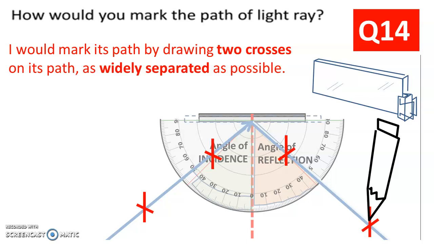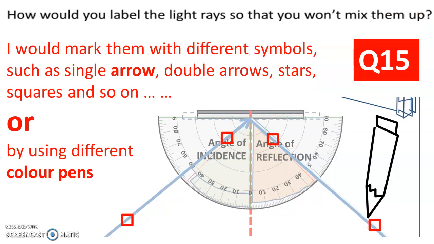Question 14. How to mark the path of a light ray? Mark the path of a light ray by two crosses, as widely separated as possible. Then connect the two crosses and mark the light ray. Question 15. How to identify different light rays? You should mark different light rays with different symbols: single arrow, double arrows, stars, squares, and so on, or simply use different color pens.